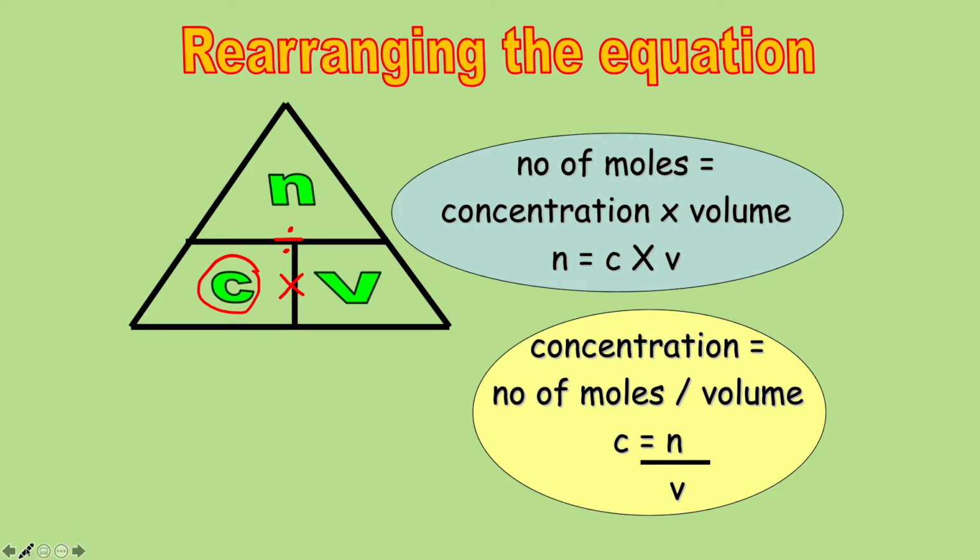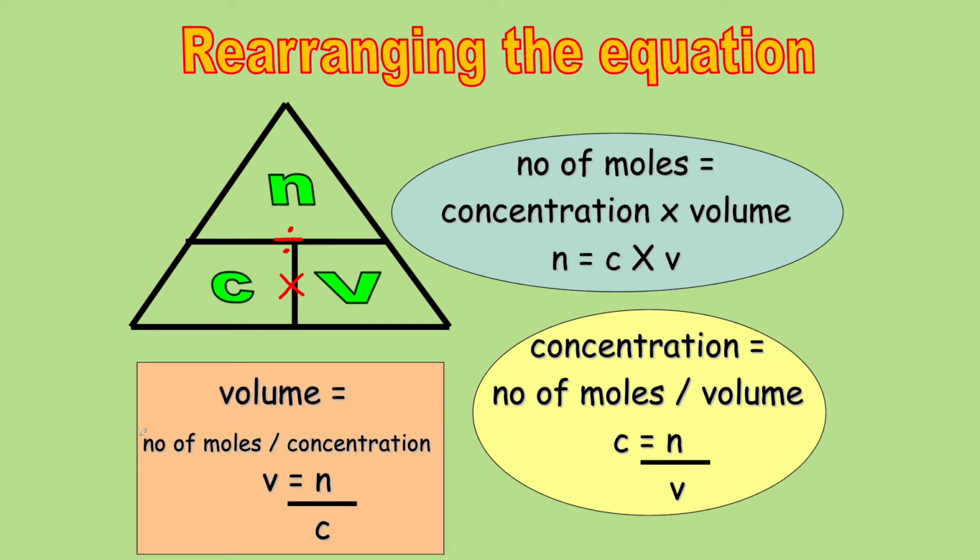And last but certainly not least, if we wanted to figure out the volume, that would be number of moles divided by concentration. So if I wanted to figure out this volume here, I would do the number of moles and I would divide it by the concentration. So there's the three different equations that you can get from this one triangle.